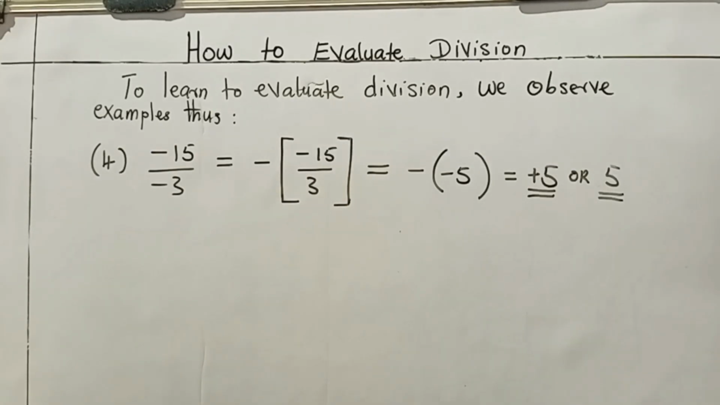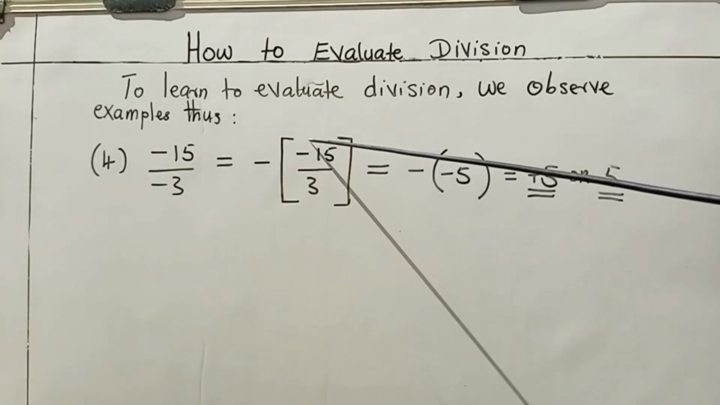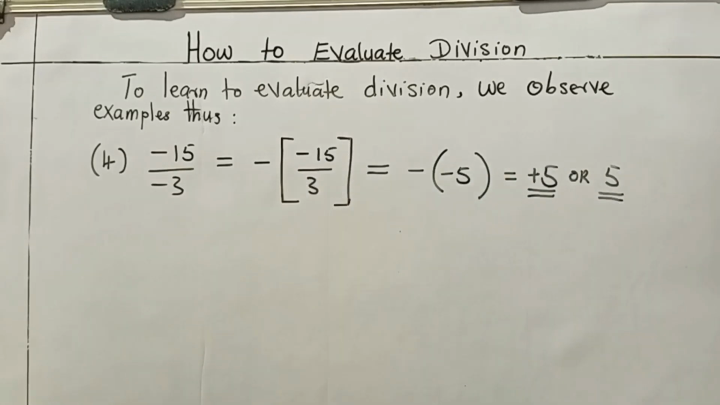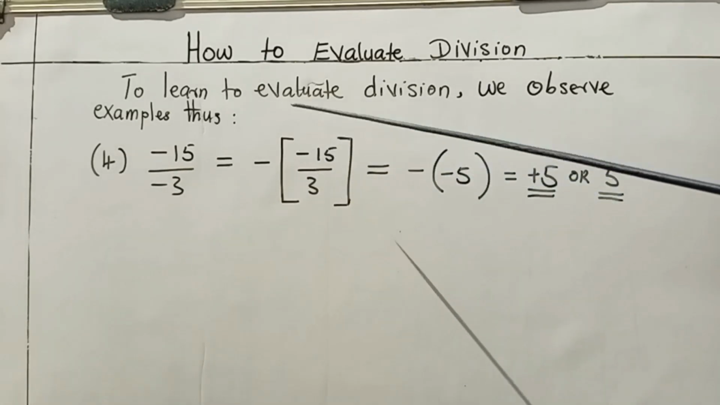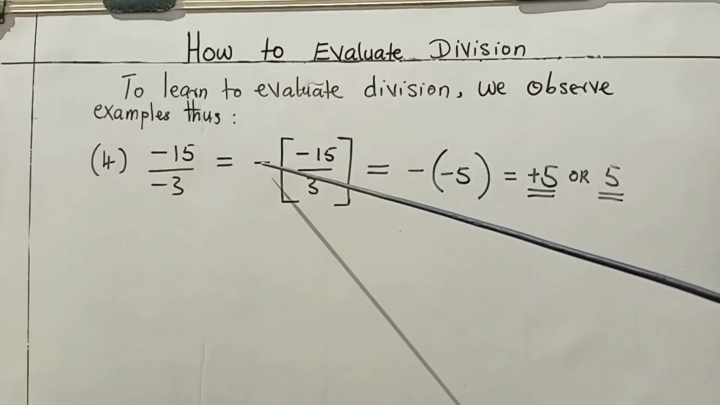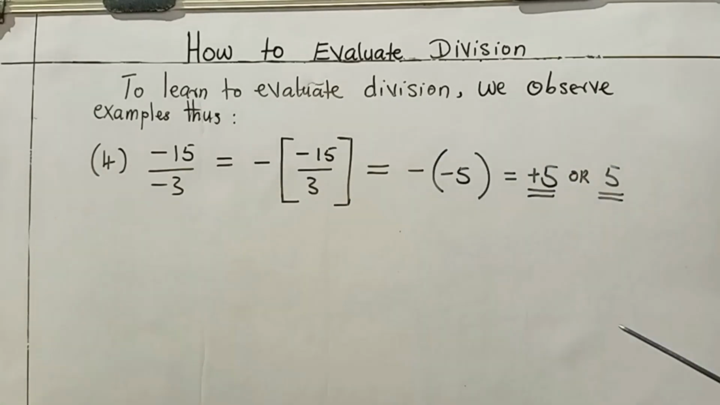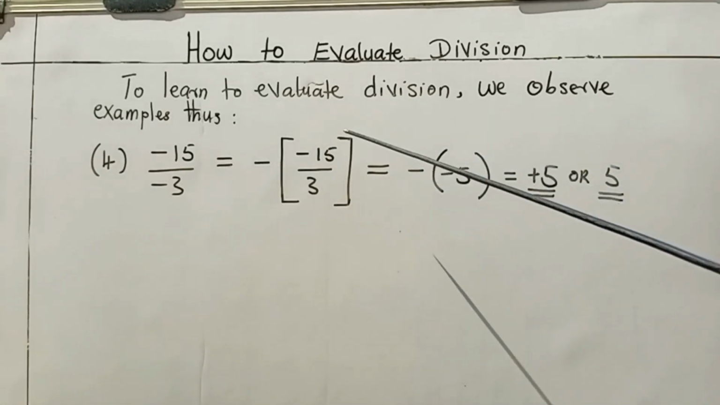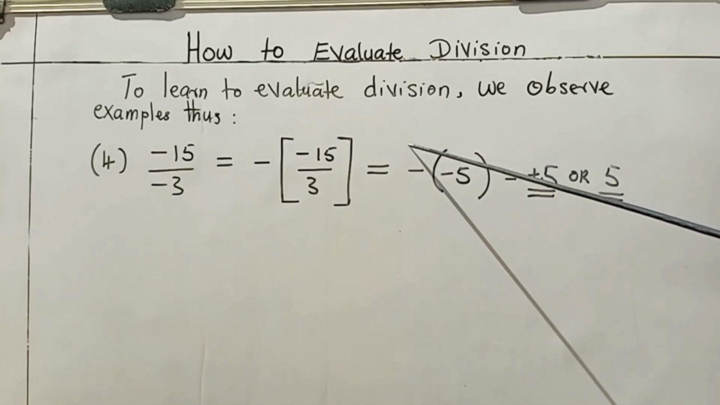What happens next, like before, will be gotten by means of interpretation of this bracket. How do we interpret it? Owing 15 broken into 3 equal parts. Owing 15 broken into 3 equal parts will be owing 5. Don't forget that this minus had been trailing it. It is still here. That is why we now have that this is equal to this.